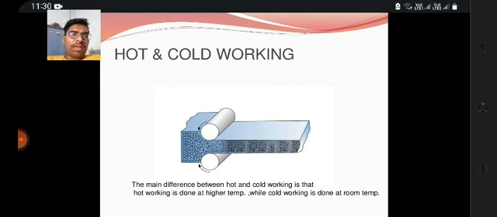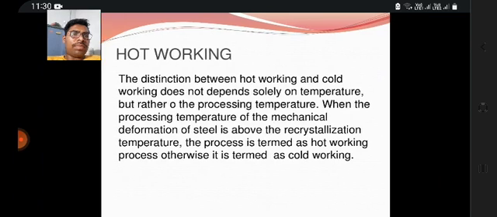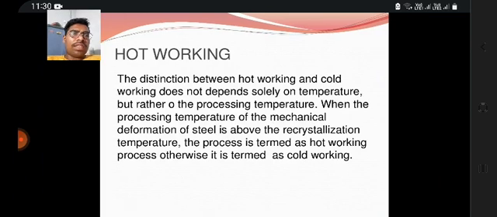The main difference between hot and cold working is that hot working is done at high temperatures while cold working is done at room temperature. Hot working: the distinction between hot working and cold working does not depend solely on temperature but rather on the processing temperature. When the processing temperature of the mechanical deformation of steel is above the recrystallization temperature, the process is termed a hot working process. Otherwise, it is termed a cold working process.